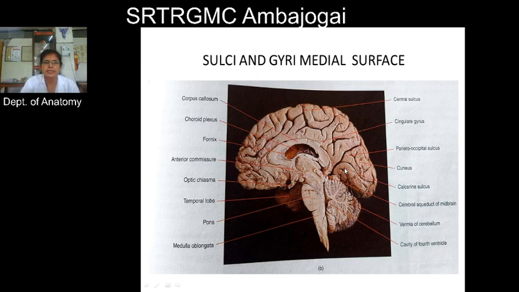This is the sagittal section of brain, that means it includes all, that is the cerebral hemispheres, then parts derived from the diencephalon, that is the thalamus, then here is the midbrain, pons, and the medulla oblongata. And on this medial surface of cerebrum, here you can see this parieto-occipital sulcus, calcarine sulcus. In between this there is the cuneus, then here is the cingulate gyrus, then central sulcus, and around this is the paracentral lobule.